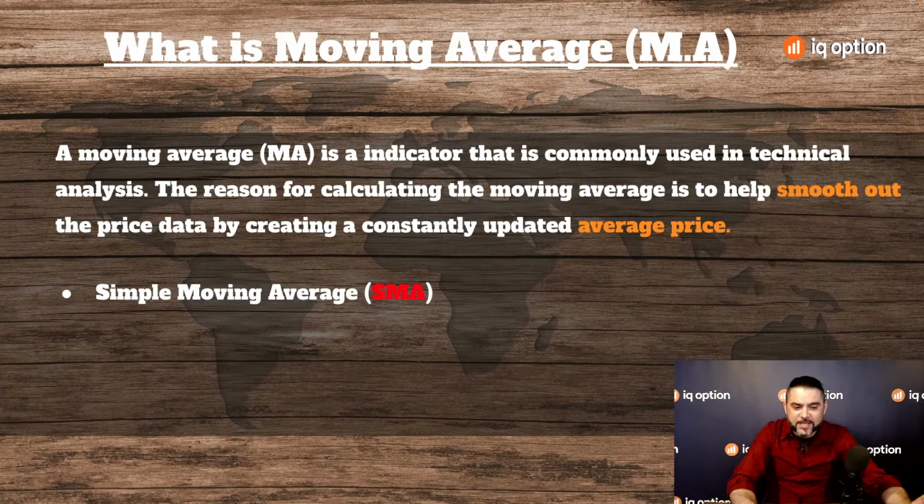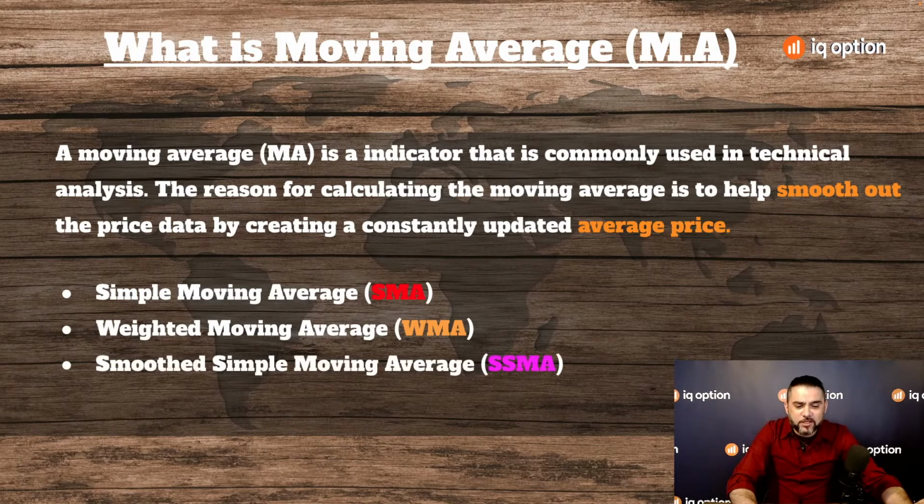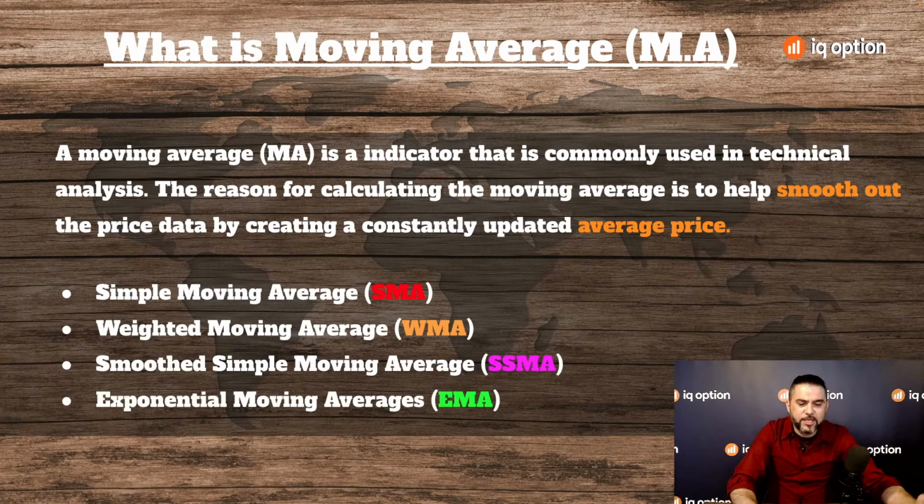So, first category we see, the first type of moving averages is the simple moving average. Then we have the WMAs, which is the weighted moving average, my favorites. Then smooth simple moving average, SSMA. And then we have the exponential moving average, the EMAs. These are the 4 types you have on the platform.